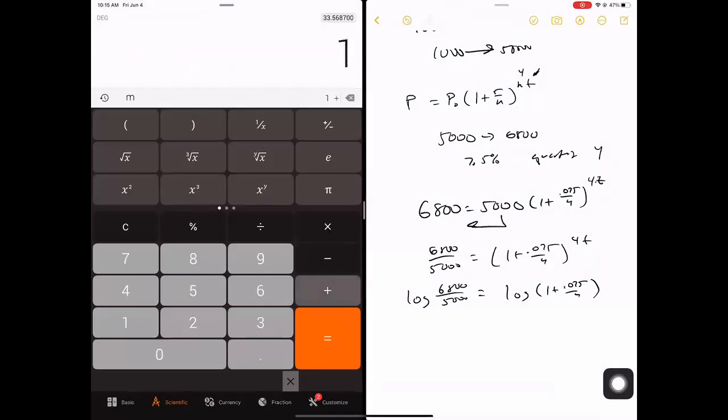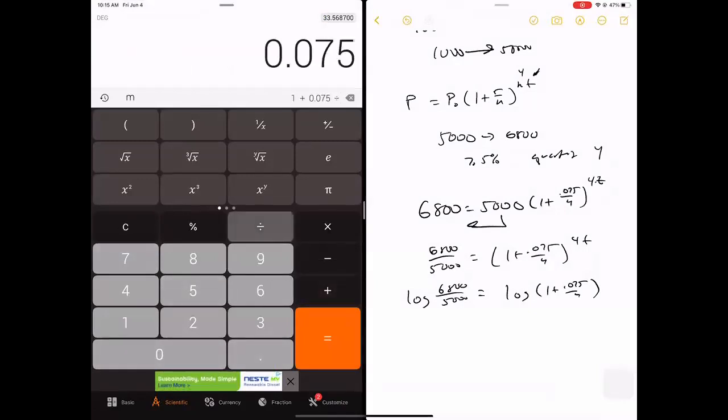1 plus 0.075 divided by 4. That gives us 1.01875. So that's like 1% per quarter, almost 2% per quarter, which adds up to 7.5% in 1 year.